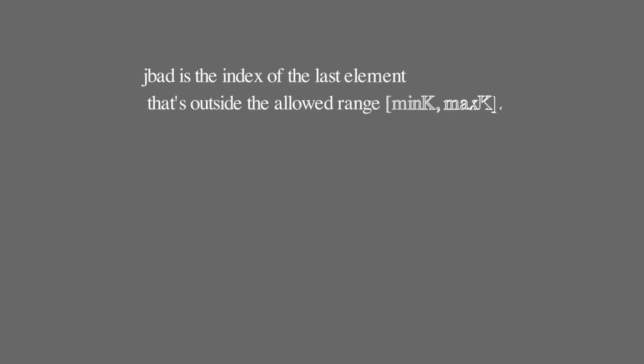JBAD is the party pooper index. It remembers the last position outside our minK to maxK range. Think of it as a bouncer saying nope, you cannot start your valid party back there. Initially, JBAD is -1, before the party even starts.